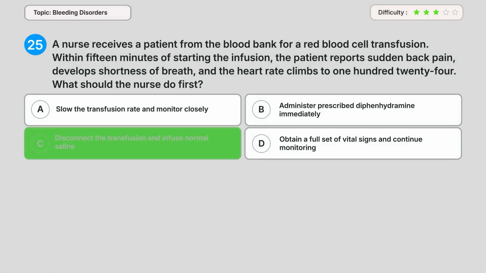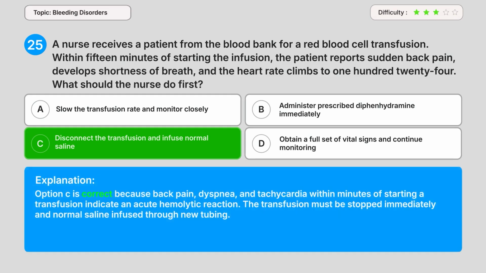Correct answer, C. Disconnect the transfusion and infuse normal saline. Explanation. Option C is correct because back pain, dyspnea, and tachycardia within minutes of starting a transfusion indicate an acute hemolytic reaction. The transfusion must be stopped immediately and normal saline infused through new tubing.